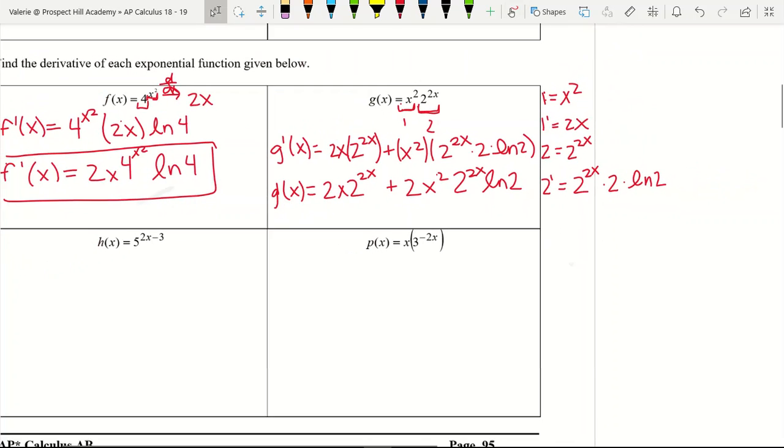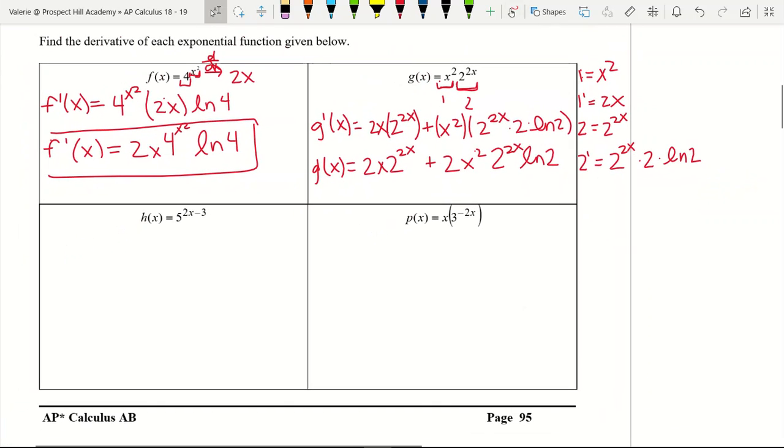Right, so what I want you to do is work on h of x and p of x on your own. And we move on to the next page.